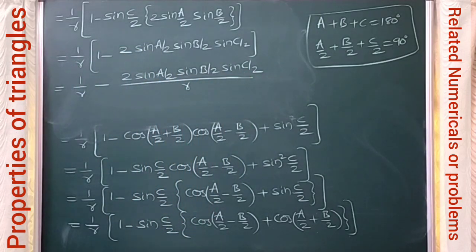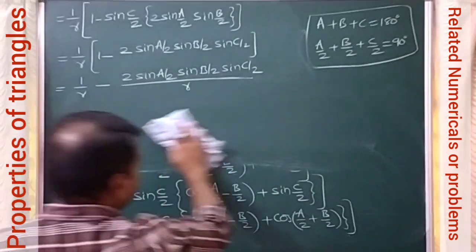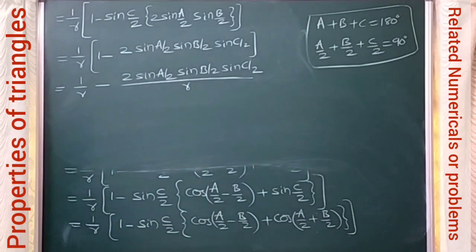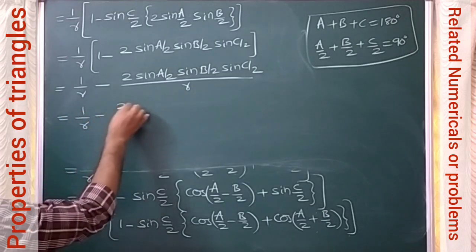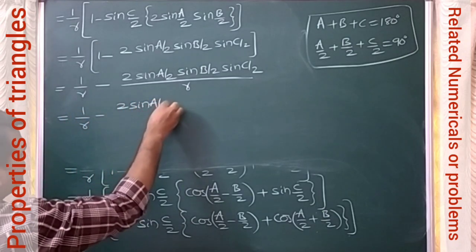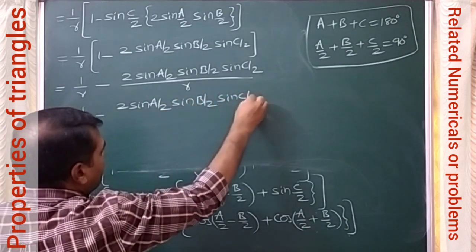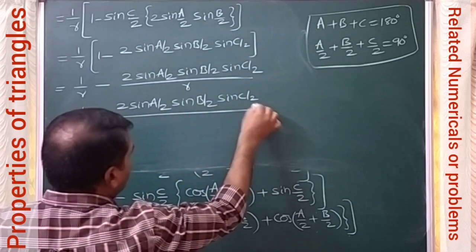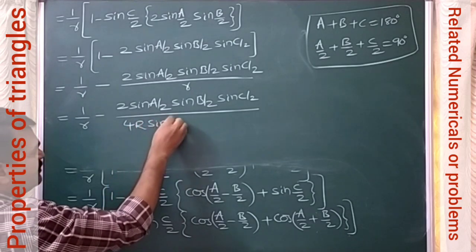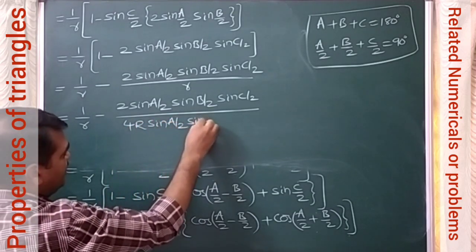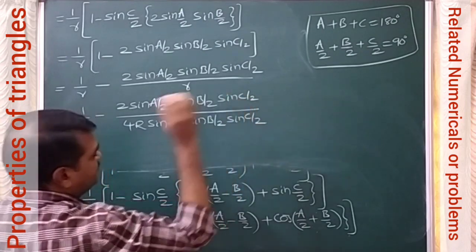Okay, so next, now in the denominator small r, here I am going to write its formula. So 2 sin A by 2 sin B by 2 sin C by 2, by, in place of this small r we can write its formula, 4R sin A by 2 sin B by 2 sin C by 2. So this is the formula of small r.